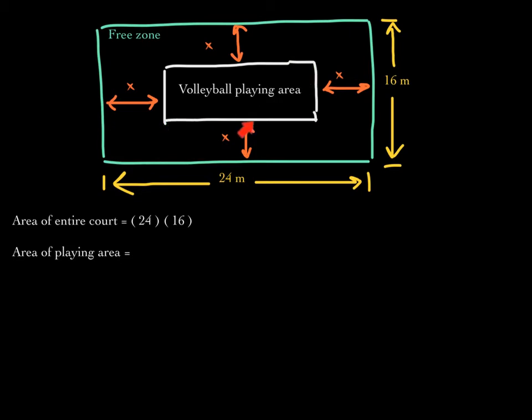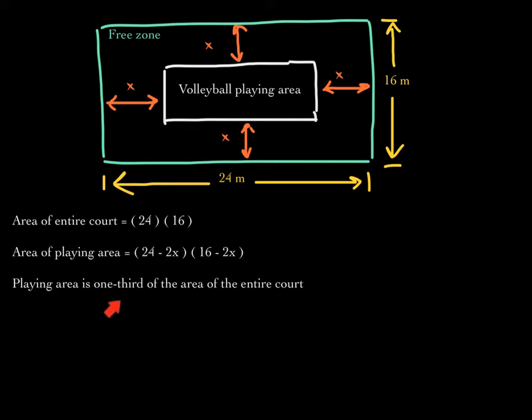This distance here would be 24, right? All of this. 24 minus x minus x. That is to say, 24 minus 2x. Now, the piece that's really going to help us here is the playing area is 1/3 of the area of the entire court. So this here is the area of the playing area, all right? And this is 1/3 of this area. So we can set up an equation here that I will write now.